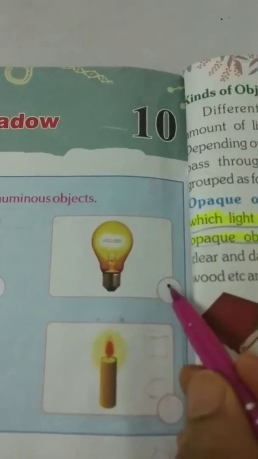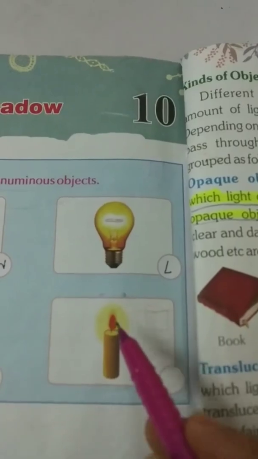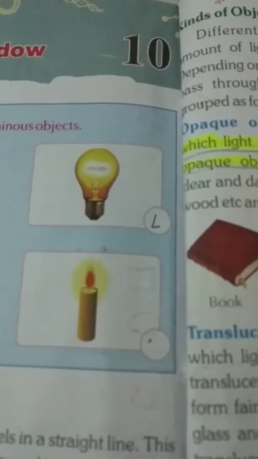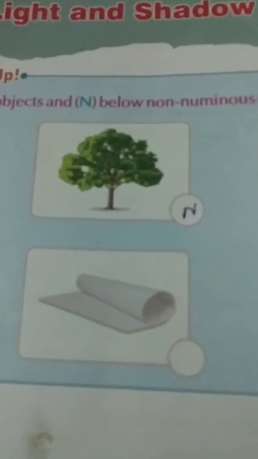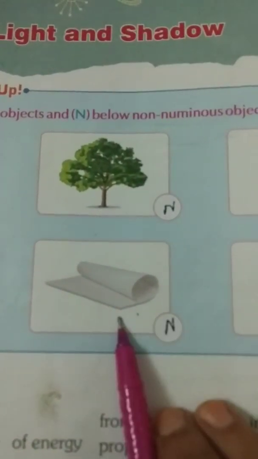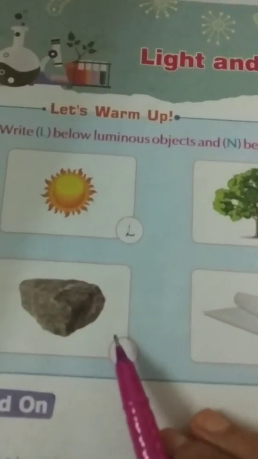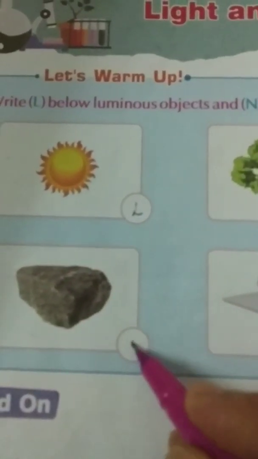Bulb, luminous. Candle, luminous. Paper cloth, non-luminous. Stone or rock, non-luminous.